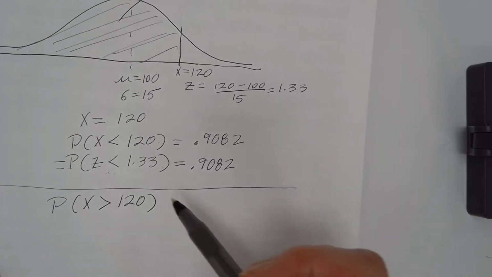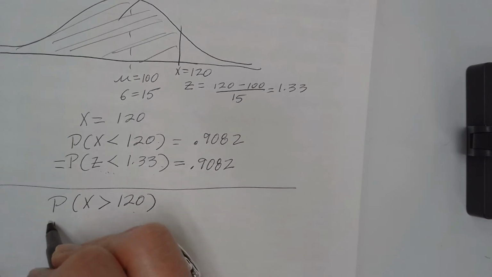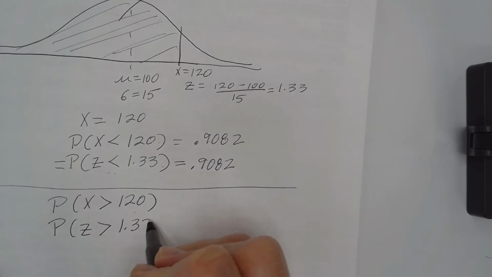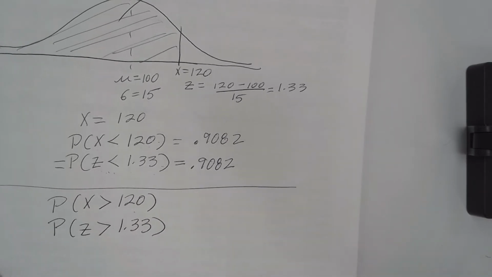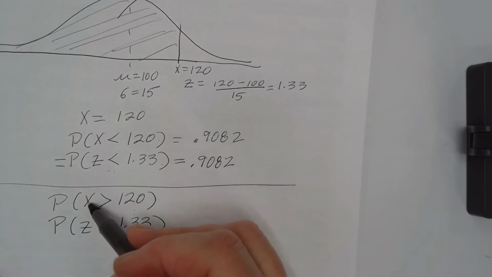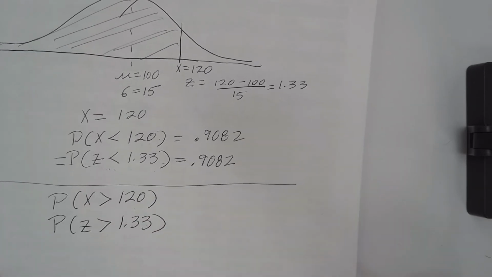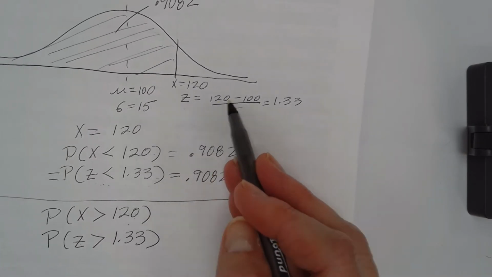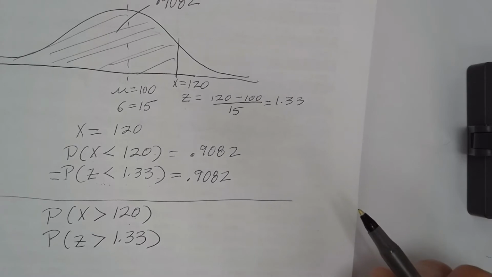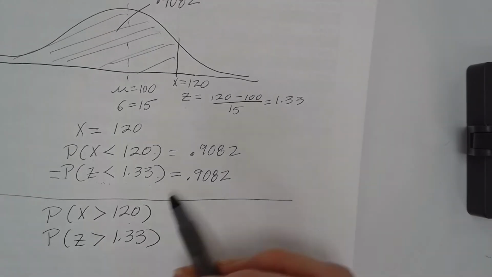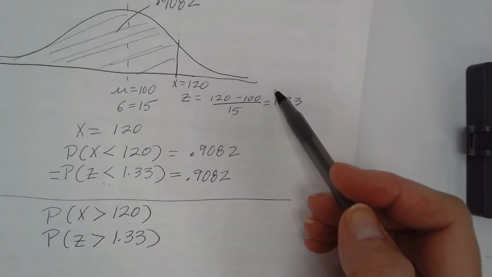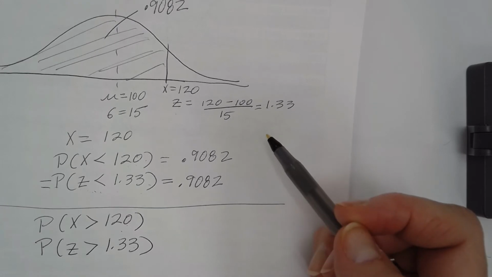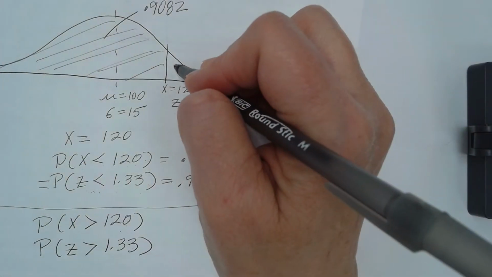Okay, so remember that 120 has a corresponding z-score of 1.33. So I change the x to a z and the 120 to 1.33. The way I got that, again, is using that formula for z: x minus mean divided by standard deviation. Okay, so what's the area under the whole curve? 100% or 1, right?